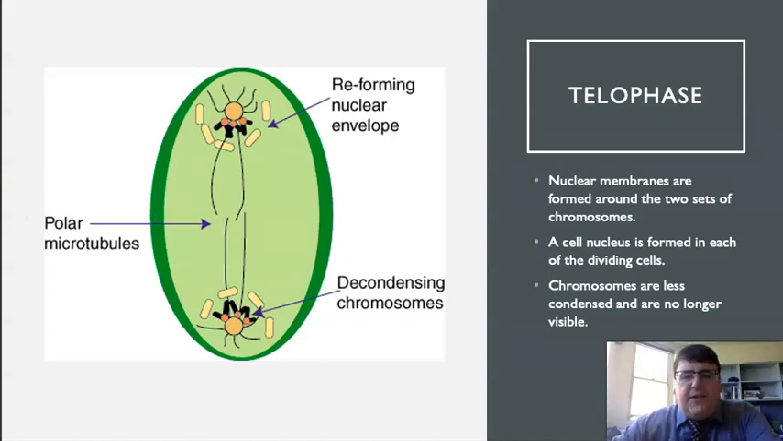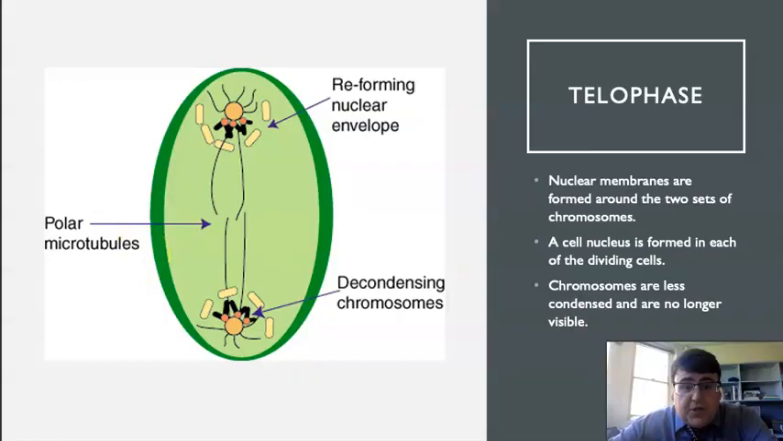In telophase, now that we've got our chromatids on each side of the cell, we have a nuclear membrane starting to form around each set of chromosomes. So at this stage, we're going to end up with 2 different nucleuses inside the cell. And essentially the chromosomes are no longer going to be condensed, so we can no longer see them under a microscope. Cells continuing to elongate.